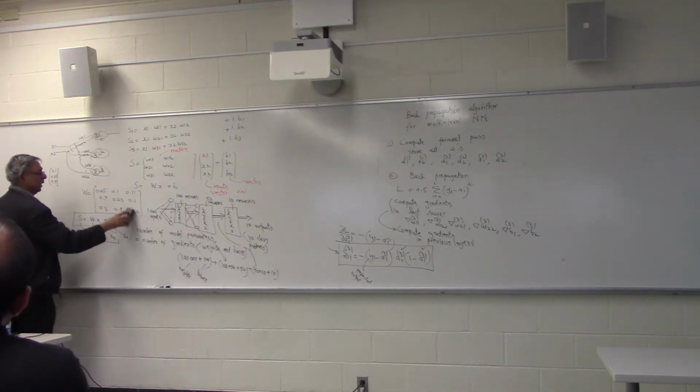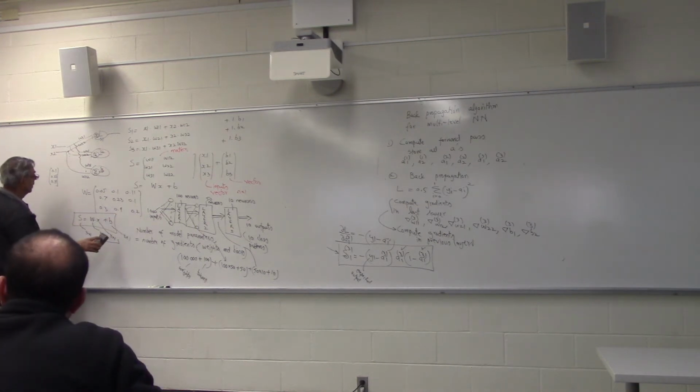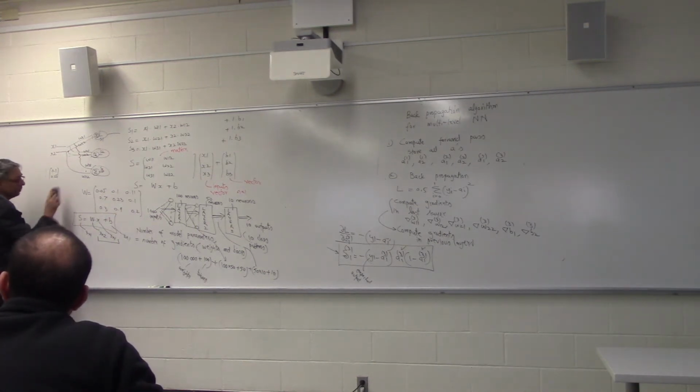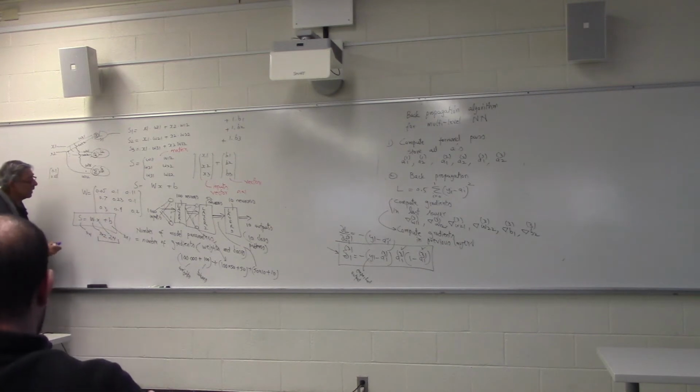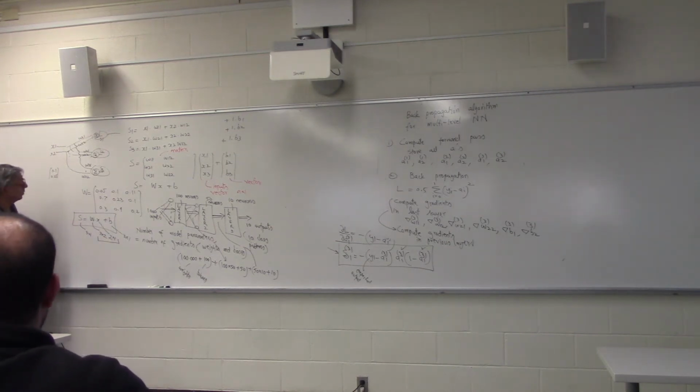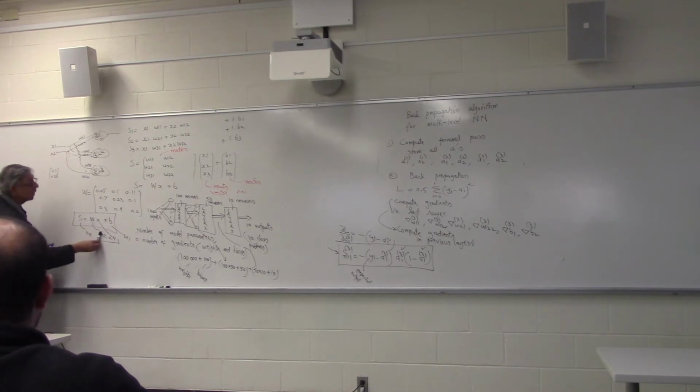Oh, this one you mean? Oh, this one. Okay. Yeah, that will be 2 by 1. Oh, I see what you're saying. Okay. Yeah. I see what you're saying. Yeah. So this will be 3 by 2. Okay. Is the weight matrix.